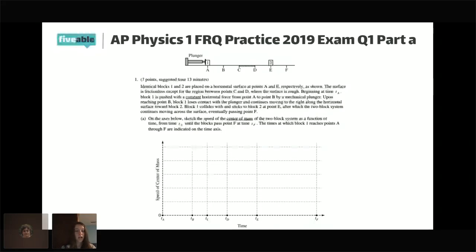So it tells us from time A to time B that it's going to be a constant net force. There's going to be that external net force from the plunger that's causing motion. So we're going to have a constant acceleration. Since it's a speed, which is the magnitude of velocity, it's going to be a constant upward slope, indicating that velocity is increasing, or the magnitude component of the velocity is increasing.